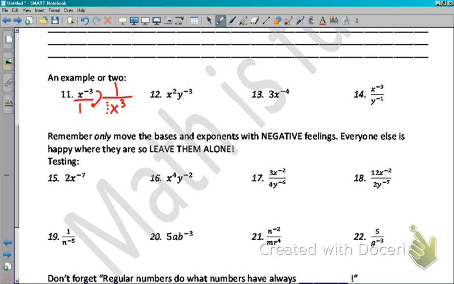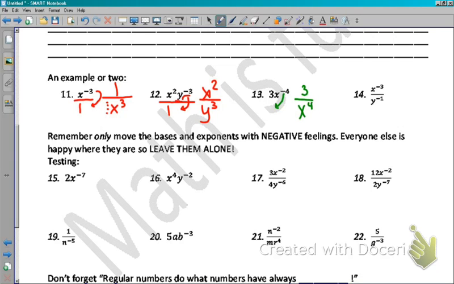Now, in question 12, the y feels badly about where he's at. And so again, we can turn this into a fraction, and we're going to move the y down to the bottom so that he doesn't feel so bad. How about the x? Well, he's pretty happy where he is at, so we're going to leave the x on the top. Similarly with question number 13, the 3 is quite happy where he's at, but the x feels bad about the top bunk, so we're going to put him down on the bottom. So this would be 3 over x to the 4th.